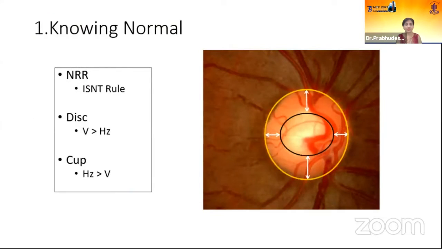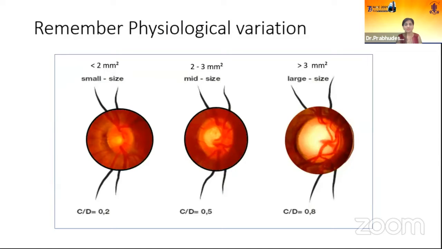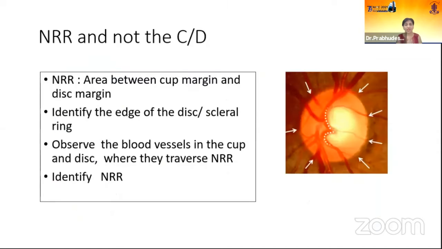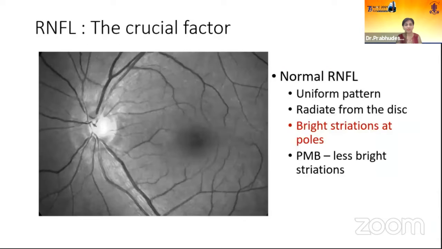So most important is to know how a normal optic nerve looks like. It follows the ISNT rule. Disc vertically is more than horizontal, whereas cup is horizontal more than vertical. Always remember there is physiologic variation, and all high CDs may not be glaucoma. Identifying NRR is very, very important, because this is the area of healthy tissue in any given optic nerve head. RNFL is the crucial factor.